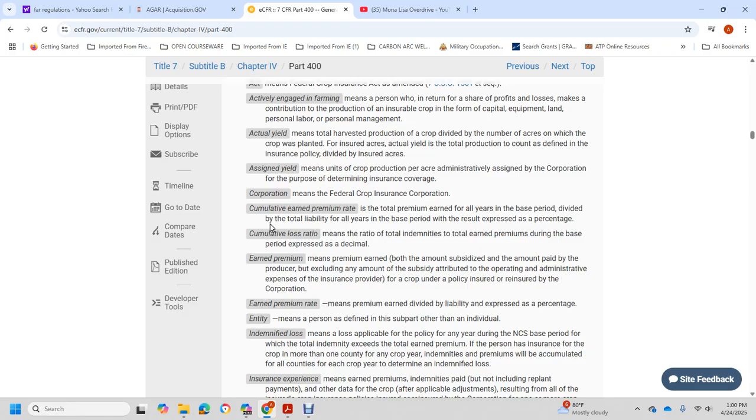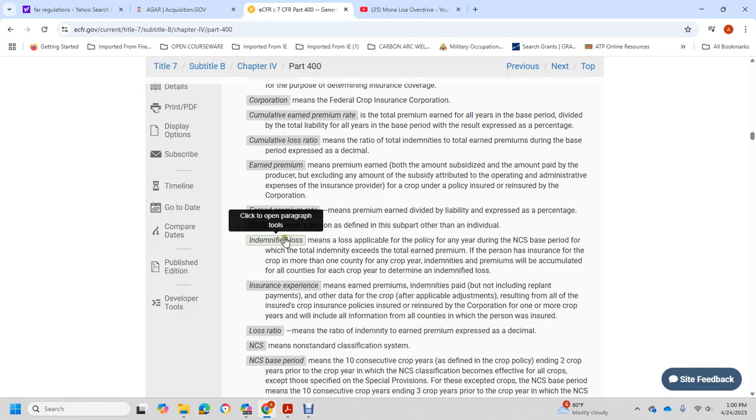expressed as a percentage. Indemnity means the amount paid to the person defined in the subpart or other individual for loss under the applicable policy for any year of the base period for which the total indemnities exceed the total earned premium of the person. For a person with insurance on a crop in more than one county for the crop year, the indemnities and the premium will be accumulated for all counties for each crop year to determine the indemnity loss.